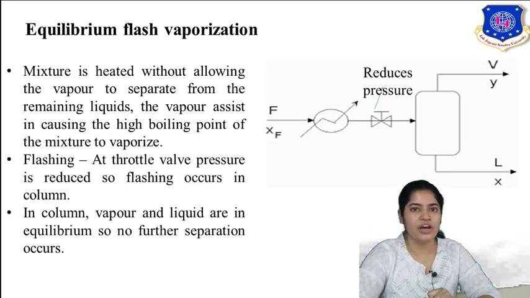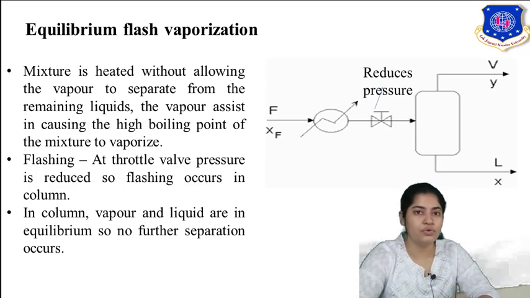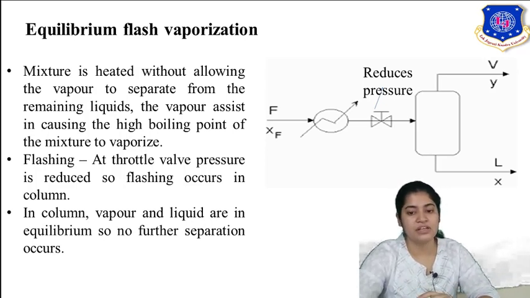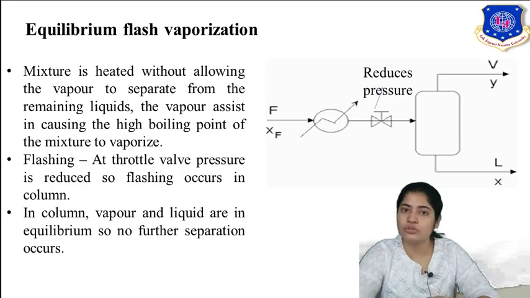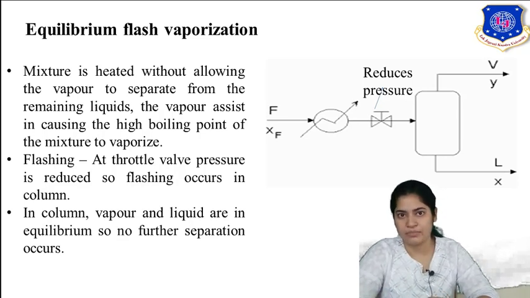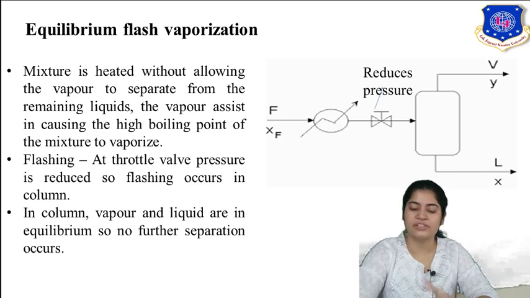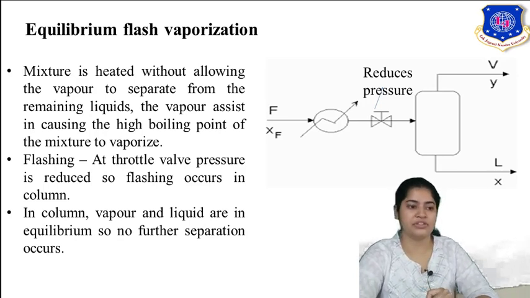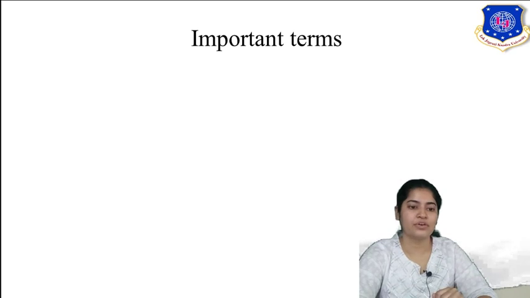So this was your equilibrium flash vaporization. As I told you, here no separation can take place. It means in the vapor phase, you can also have your less volatile components. So here you can say mixing is there. Same is the case in ASTM distillation. Now let's compare them.